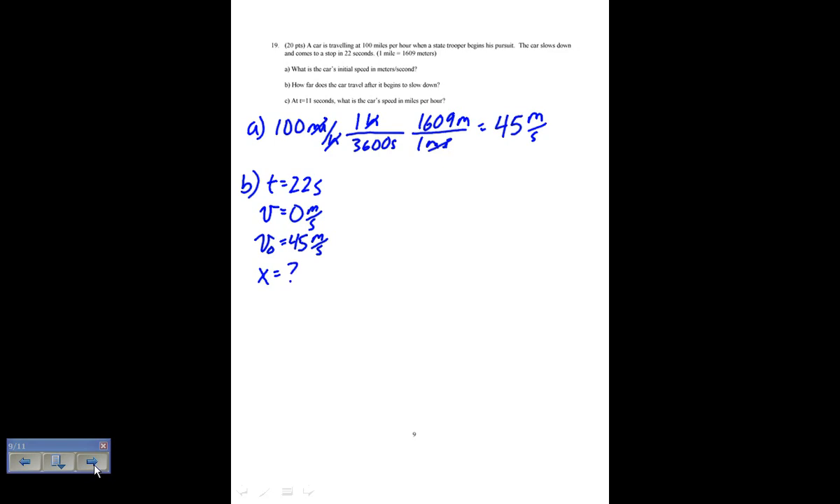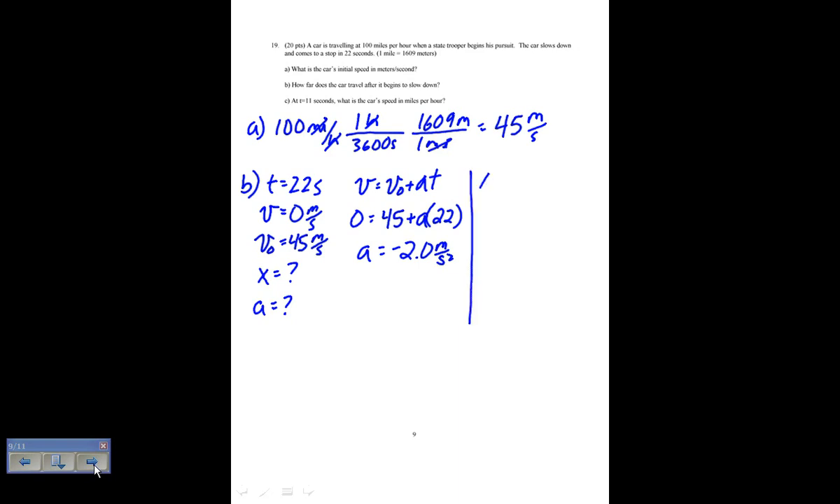How far does it travel after it begins to slow down? Well, I know that t is equal to 22 seconds. I know that my final velocity is equal to 0, and my initial is equal to 45 meters per second. And I want to know what x is equal to, and in the course of that I also need to know what a is. In fact, I first need to find a. So I say v is equal to v0 plus at. I know everything here but a. 0 is equal to 45 plus a times 22. And then solving for a, I get negative 45 over 22, which is negative 2 meters per second squared.